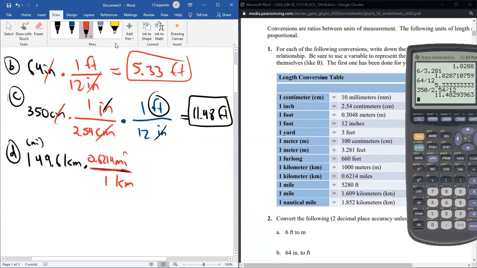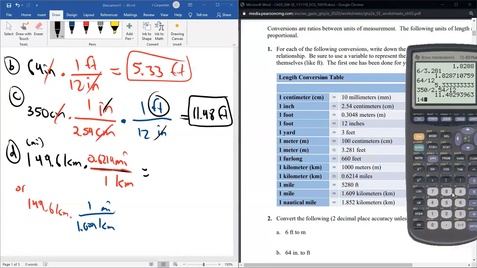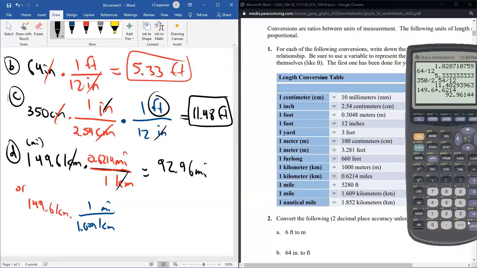Or I could have done it this way. I could have used the 1 mile as 1.609 kilometers, so km in the bottom, miles still in the top, but now it's 1.609 in the bottom and 1 in the top. You'll get basically the same answer when rounded to the nearest tenth afterwards. Only going to show one of these, the 149.6 times 0.6214. Hit enter, your kilometers cancel, and you'll get 92.96 miles, and you'd get the same answer the other way.